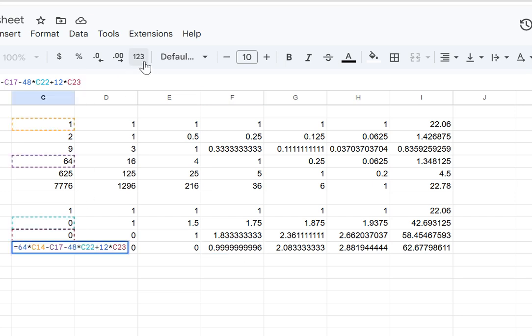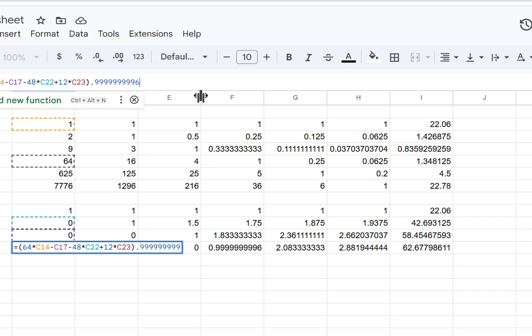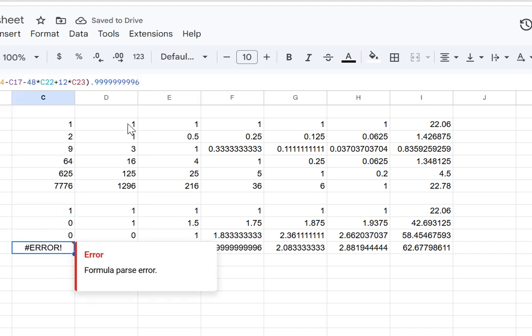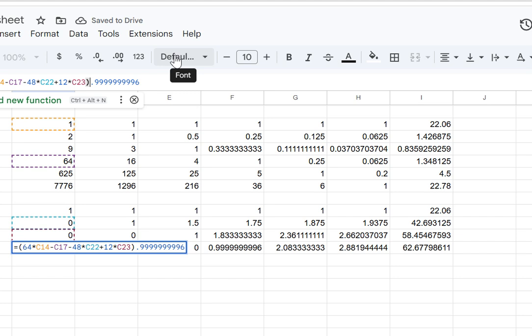What I'll do is I'll just divide the whole thing by point, let's see, 1, 2, 3, 4, 5, 6, 7, 8, 9, 10. Let's see, did that do it? I want to do divide by.